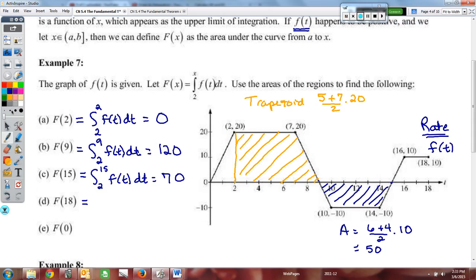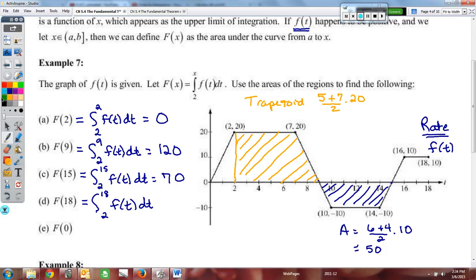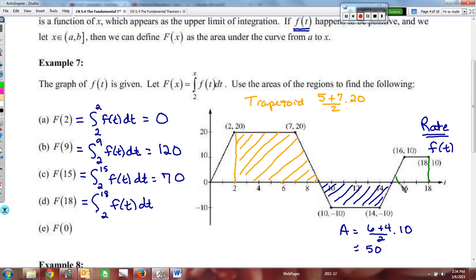Okay. So f of 18, I'm now going from 2 all the way to 18. What's the accumulation from 2 to 18? From 2 all the way to 18. So now, the nice thing is you don't have to keep recalculating. I just take where I was, and I add this additional area in.